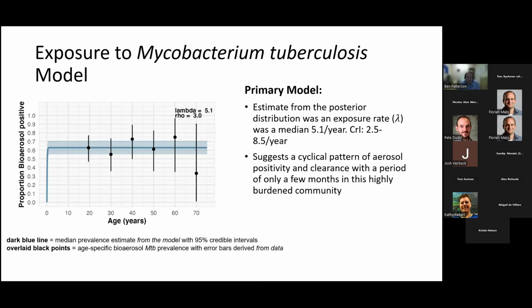And overall, to understand how this would work, this would suggest a cyclical pattern of aerosol positivity and clearance with a period of only a few months. So you would expect individuals in this population, if this is true, that within about 2 months, or just over 2 months, they would go from being negative to positive, and then after a slightly longer period lose that positivity.